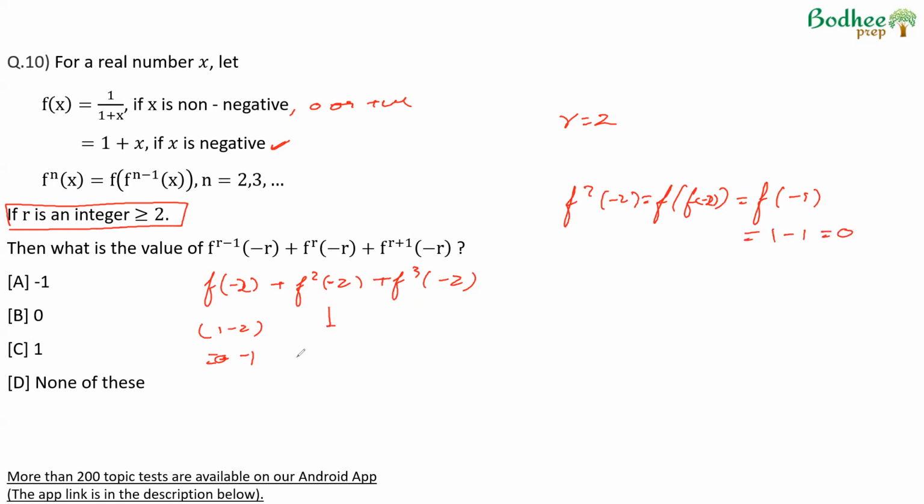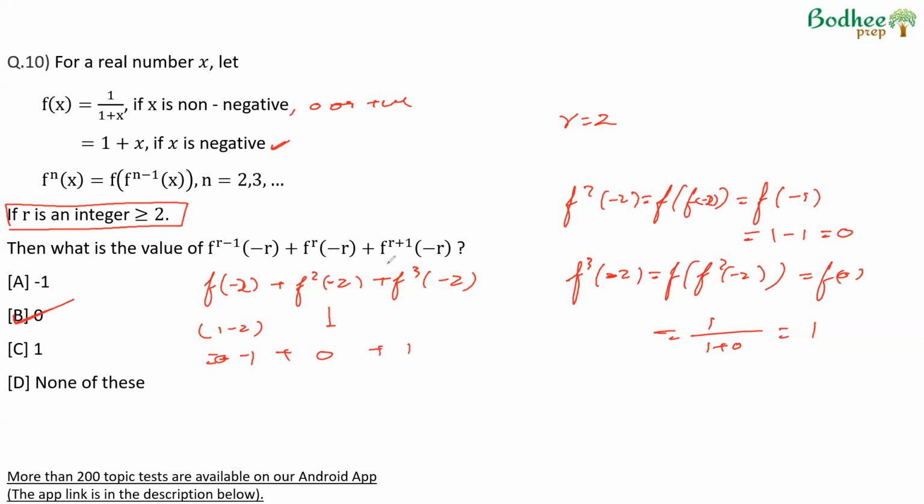If you look at f_3(-2), this will be nothing but f of f_2(-2). f_2(-2) is 0, so f of 0. f of 0 will be 1 upon 1 plus 0, which will be 1. So if we add these three terms, the answer that we'll get is 0. And this will happen every single time.